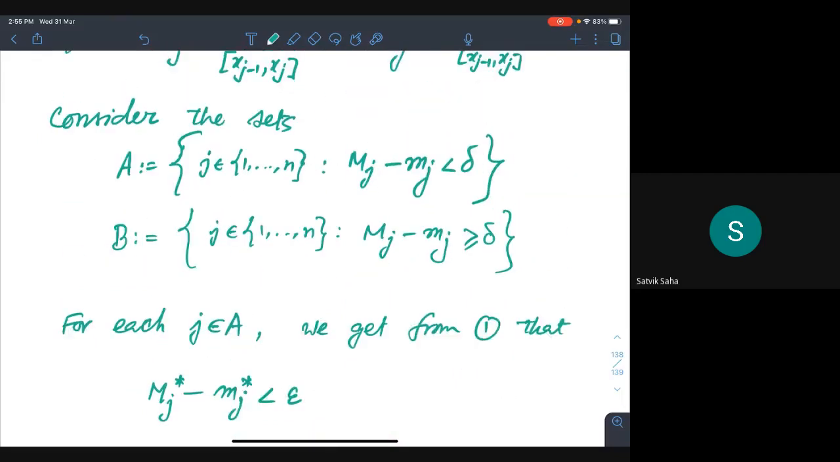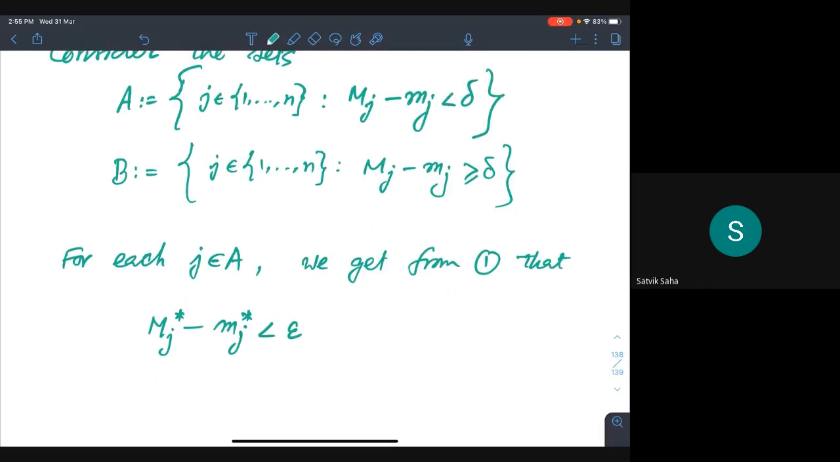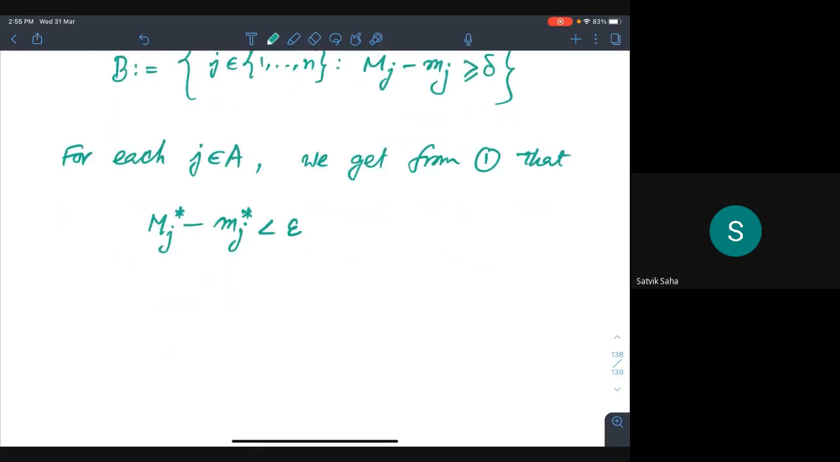So if j belongs to A, it works. The supremum of h minus infimum of h on that small interval is less than epsilon. All right. Now what happens when k, let's say k belongs to B?